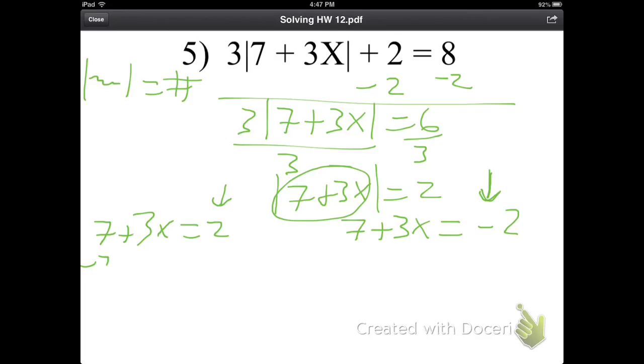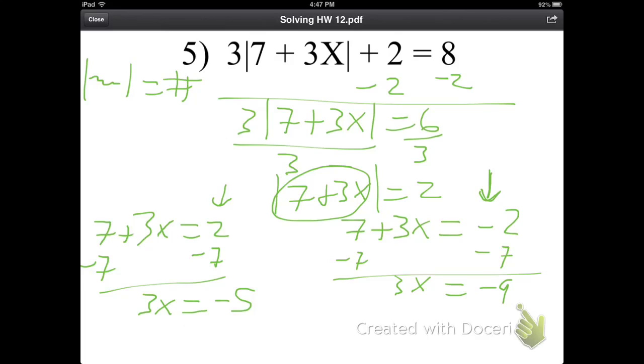So now I'm just going to solve these. I'm going to do exactly the same steps, by the way. But remember, they are different equations, so be careful that you don't just get the same answer twice, because positive 2 minus 7 and negative 2 minus 7 give you different results.